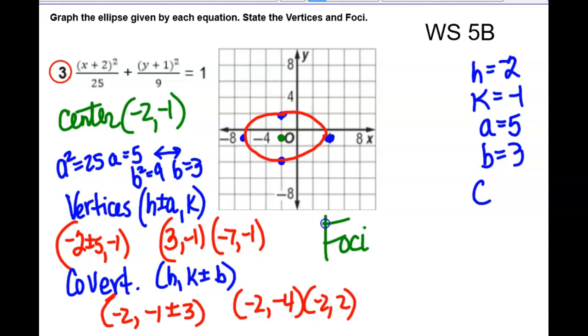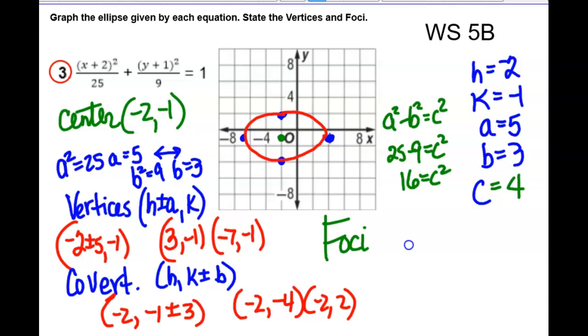The foci. So we need C, and that is A squared minus B squared equals C squared. So 25 minus 9, guys, is what? 16 is C squared. C is 4. Almost said 8. It's going to be a good day. And which way am I going to find the foci? Yes, left and right, because it's on the major axis, or the longer one. So I would go 4, 2, 4. Be right here. 2, 4.